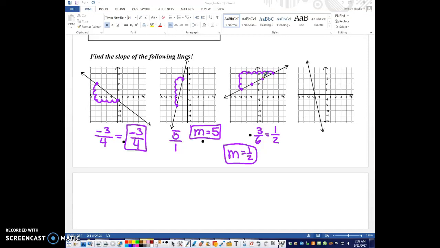This last one, okay, crosses here and here. So rise 1, 2, 3, 4, 5, negative 5 over 1. So the slope here, m equals negative 5. Okay, so it's just rise over run. Again, your pictures might have messed up just a little bit, so yours might look a little bit different than mine does.